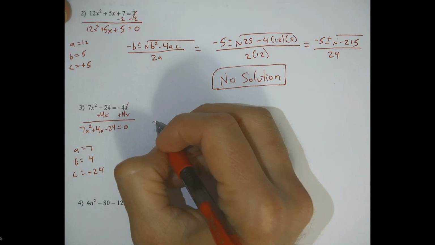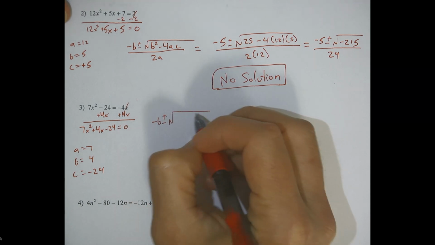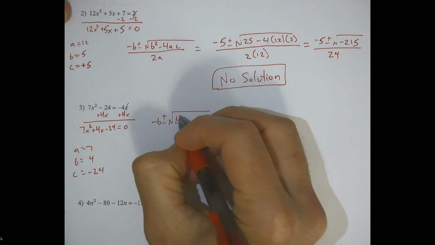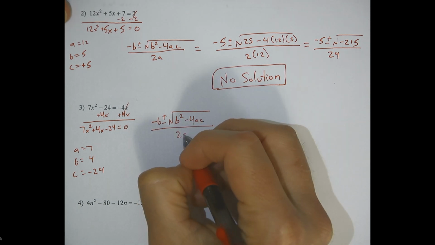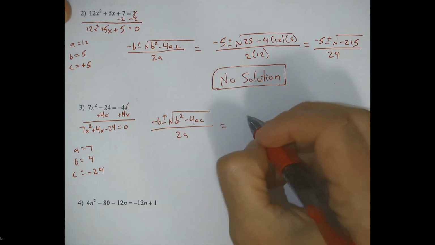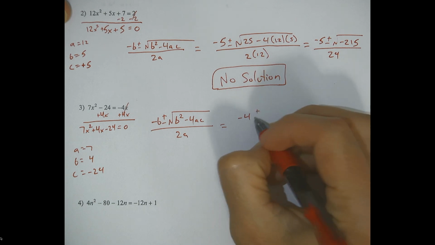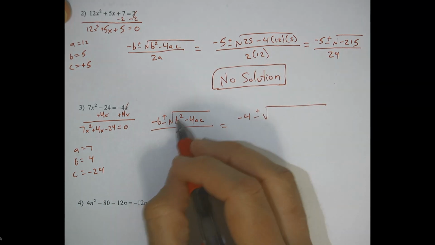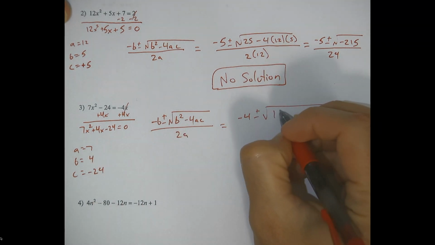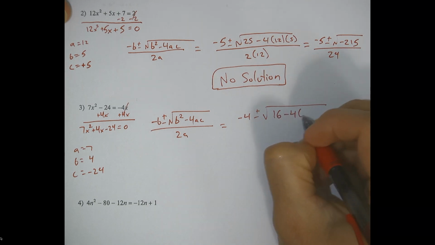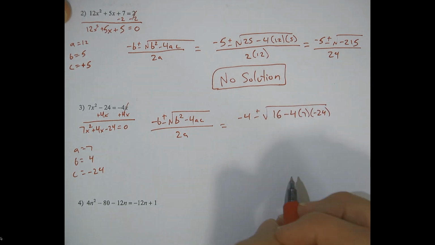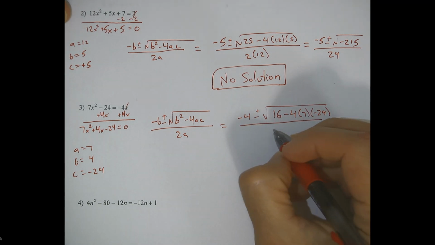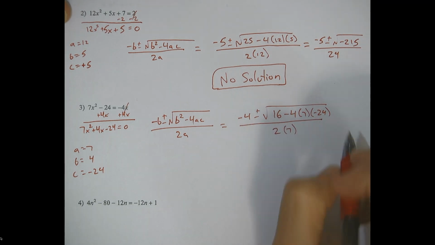Okay, so we've got negative b plus or minus the square root of b squared minus 4ac, over 2a. So let's plug in. So negative b is negative 4, plus or minus b squared. So 4 squared is 16, minus 4 times 7 times negative 24, all over 2 times a, which is 7.